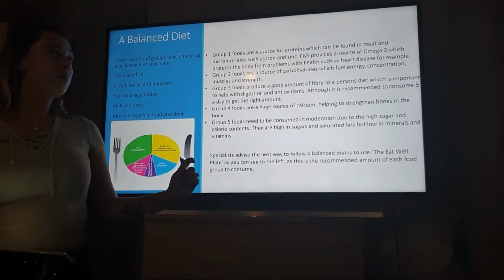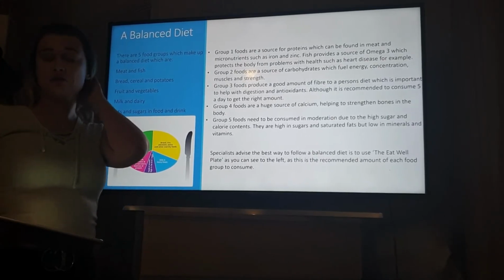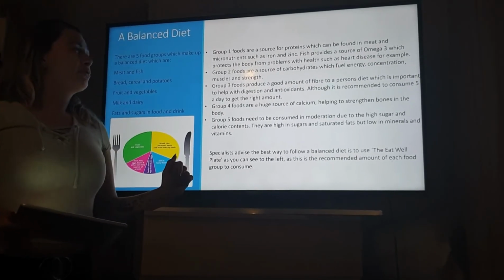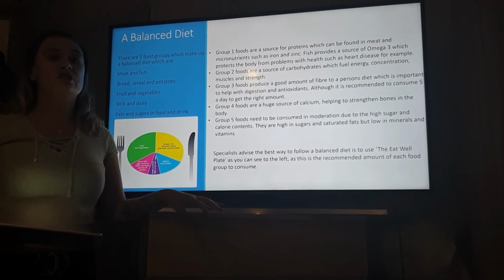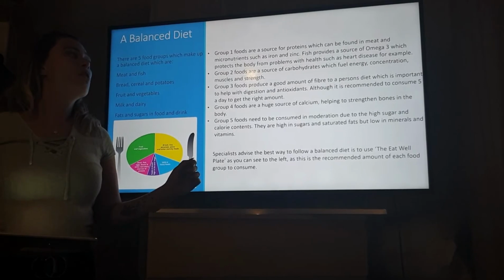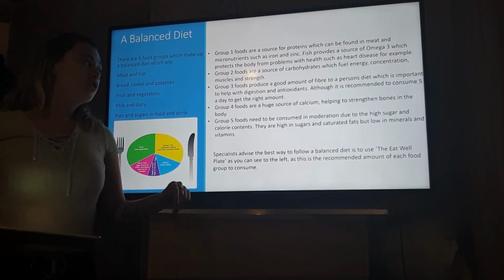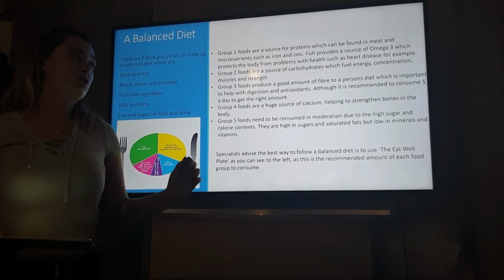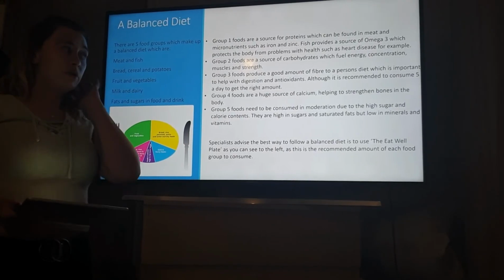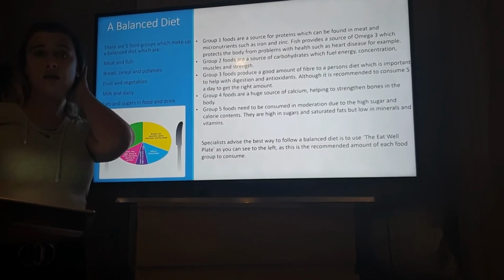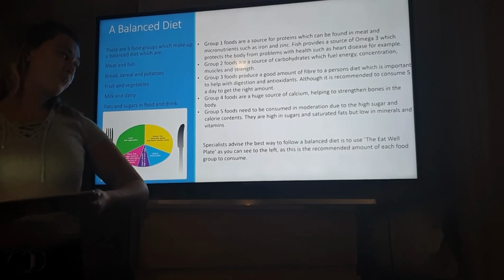In the second group, they're a source of carbohydrates which fuel the energy, concentration, muscles and strength. Group 3 foods produce fibre, which is important to help with the digestion, and antioxidants, although it is recommended to consume 5 a day for the right amount. The group 4 foods are a huge source of calcium, which helps strengthen the bones, and the group 5 foods will only need to be consumed in moderation due to their high fats and sugars.